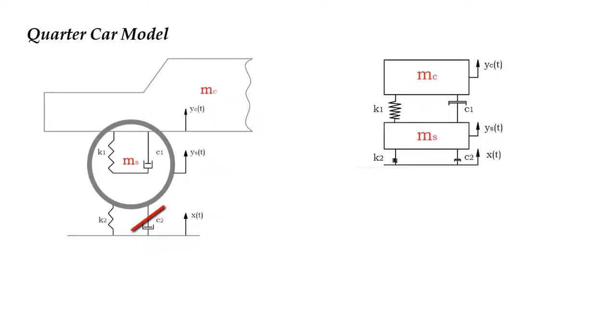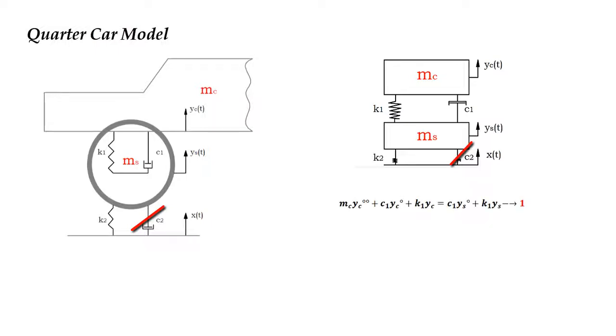We can consider the suspension system as two mass blocks, MC and MS. MC is connected to MS via K1, C1, and it moves with yc of t. The suspension mass moves with ys of t, and the tire stiffness equals K2, and the damping coefficient of the tire equals C2, which in our case equals 0. So let's see the equation of motion for this system.